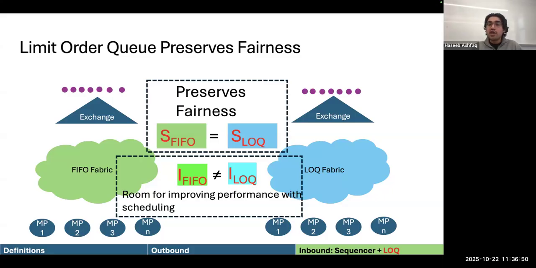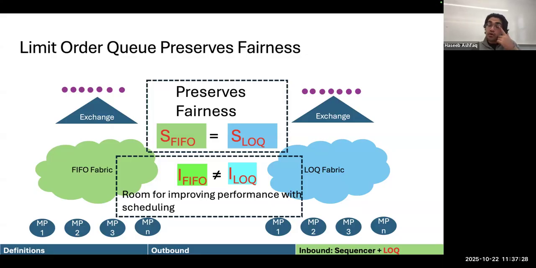Now, we have the knowledge of the matching engine, and we have this constraint that SFIFO needs to be equal to SLOQ. We can figure out some way of reordering packets, like which packets should be reordered, so that when they go through the matching algorithm, the SLOQ is still equal to SFIFO. That's where the room for developing any scheduling policy is. Now, I will not go into details of what this LOQ policy is, but this sets the stage. How can such a policy be developed which preserves fairness?